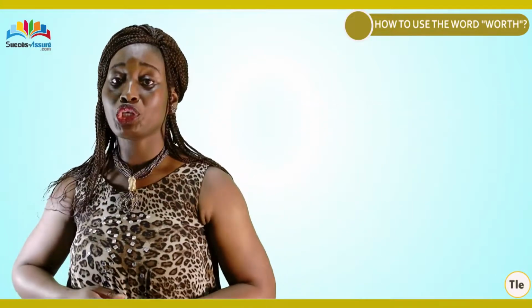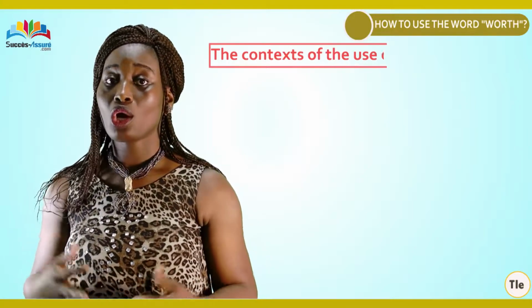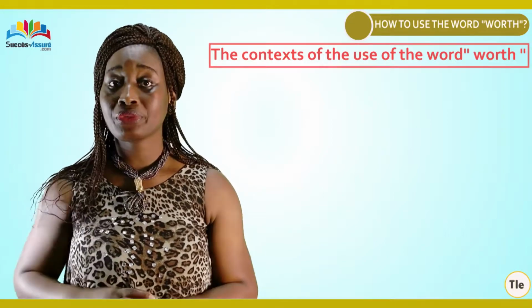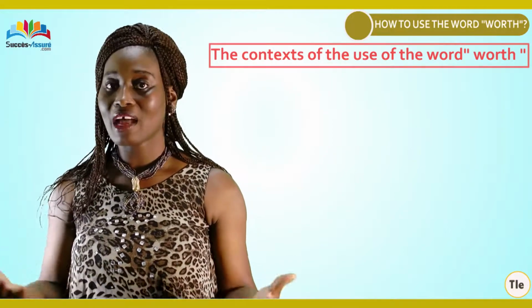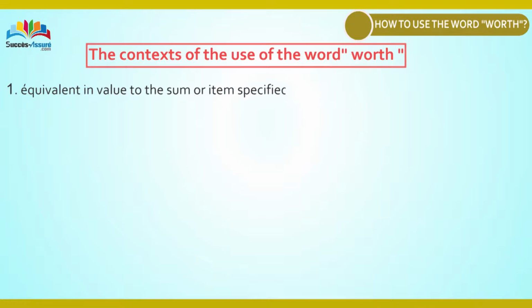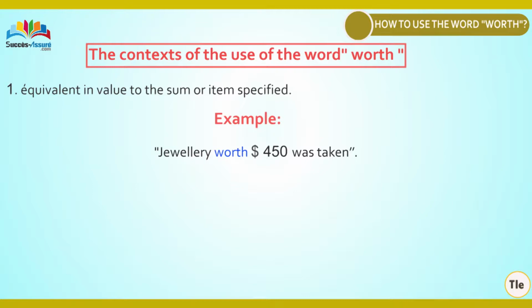The context of the uses of the word worth. First, worth is used for financial value. Example, it means equivalent in value to the sum or item specified. Example, jewelry worth $450 was taken. Jewelry worth $450 was taken.